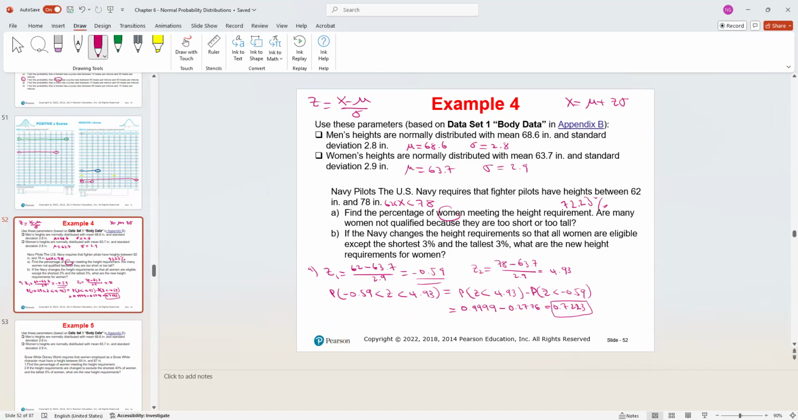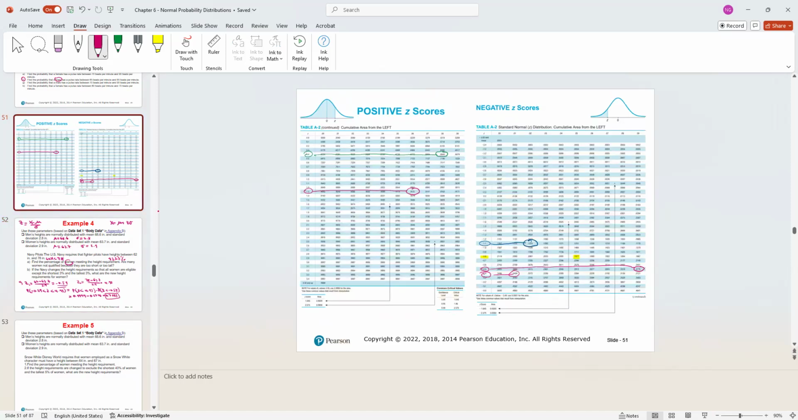Next questions I will probably leave. If the Navy changes the height requirements so that all women are eligible, except the shortest 3% and the tallest 3%, what are the new height requirements? Again here, for the z-scores of 3% values to the left, you need to check in the tables to see 3%. Remember, 3% is 0.03.